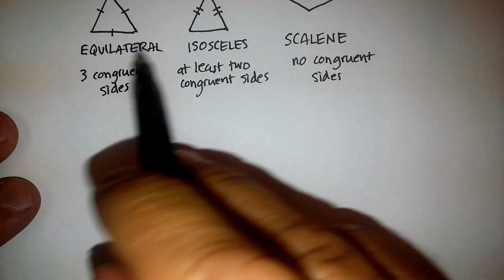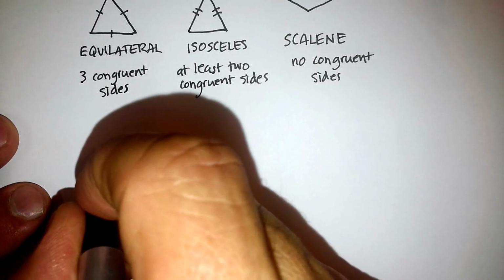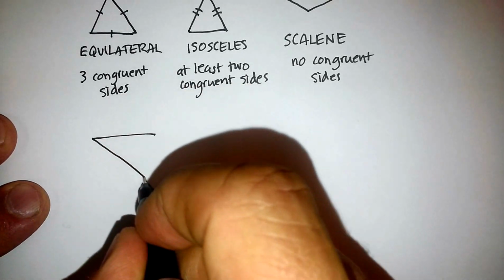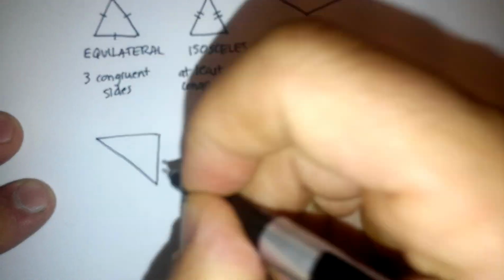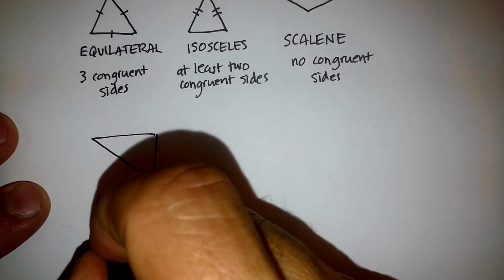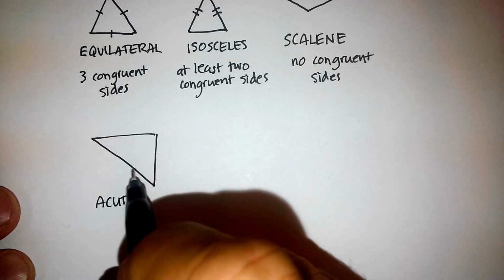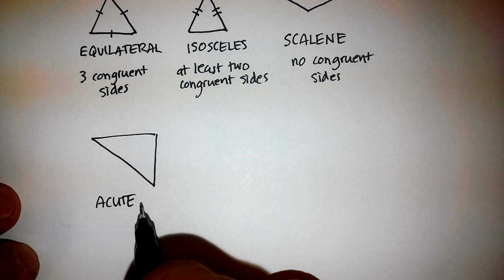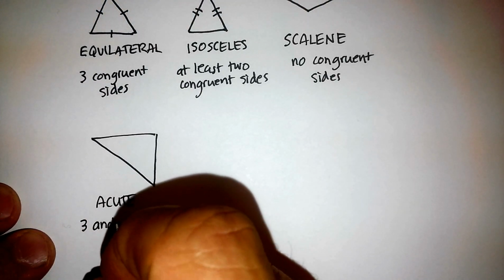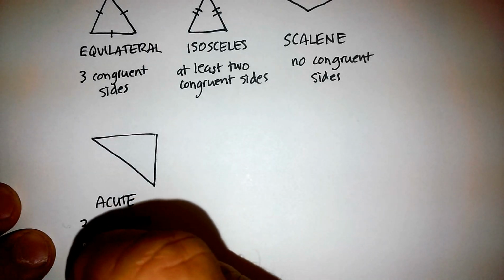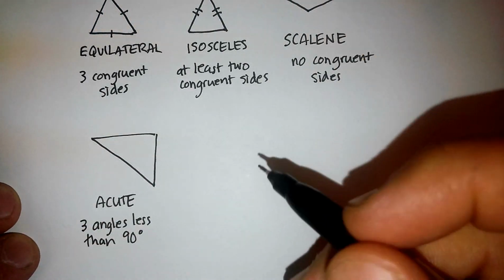Now, you can also classify triangles according to their angles. Okay, so here's something we call an acute triangle. And again, this is called an acute triangle because each one of the angles, okay, is less than 90 degrees. So 3 angles less than 90 degrees. Okay, so each of these would be less than 90.